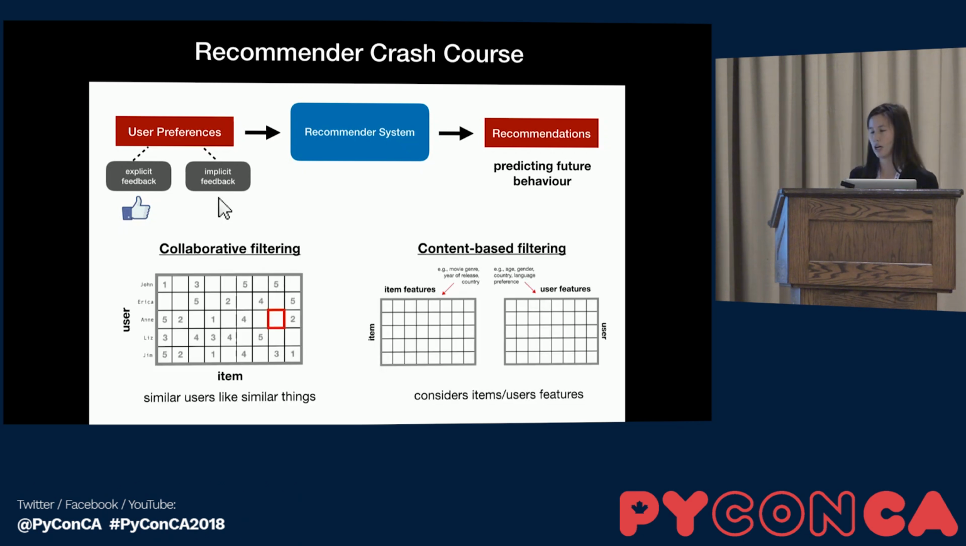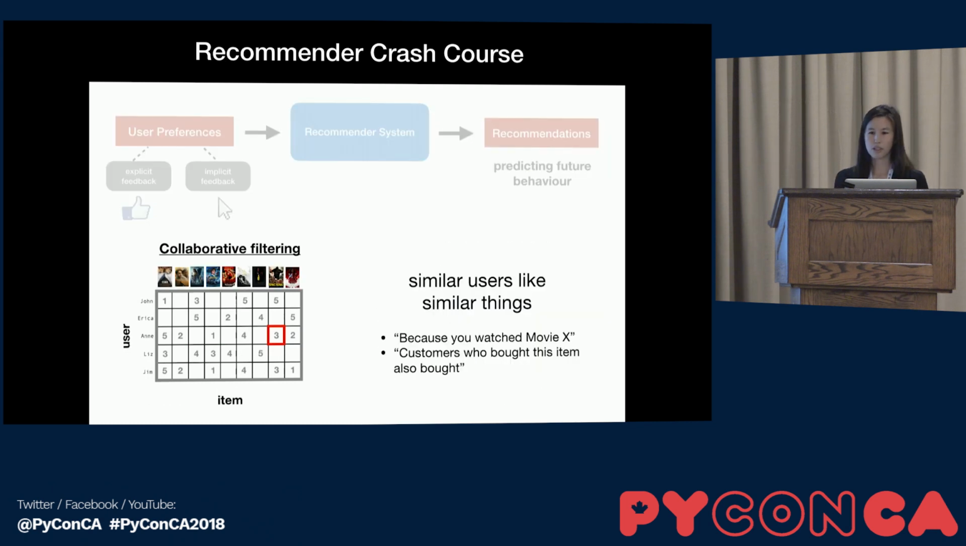So there are two common approaches to recommender systems. We have collaborative filtering and content-based filtering. Collaborative filtering is based on the premise that similar people like similar things. So let's say we're building a movie recommender. It doesn't know who you are or what these movies are. We only look at the interactions that you have with these movies and other users' interactions with the movie.